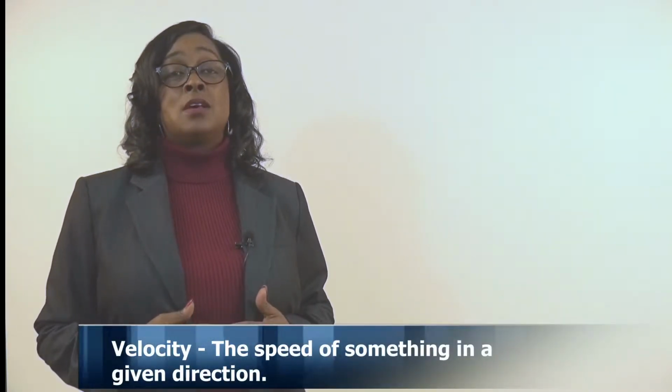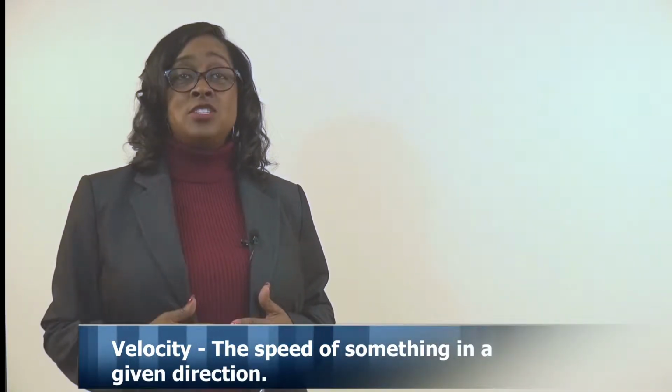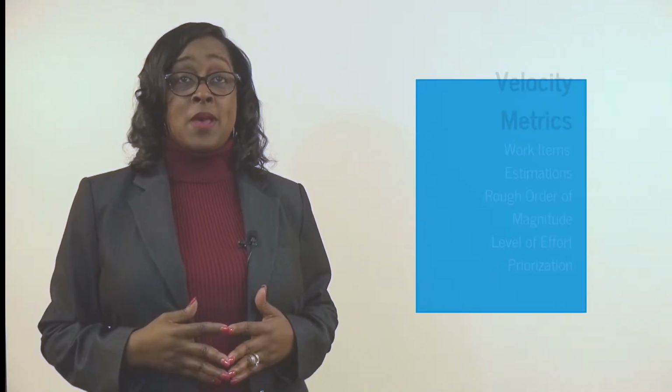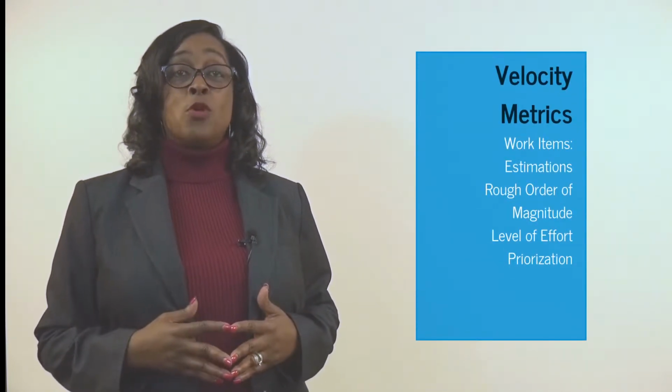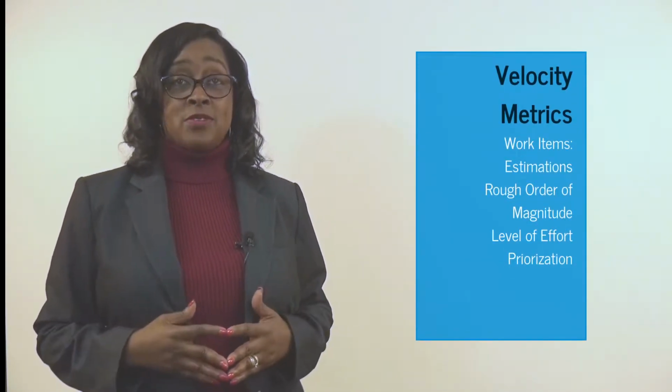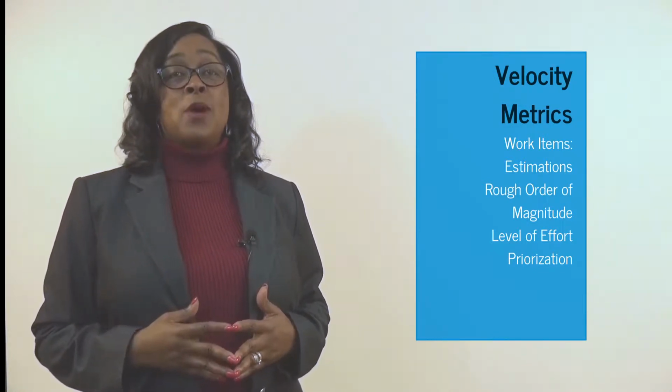So let's do a deep dive into what each one of these artifacts that I just mentioned represent. Again, these are placeholders for potential work that will impact the team or will require team resources. And all of these can impact the velocity. So each type of work item needs to be estimated. We need to know the rough order of magnitude, the level of effort, and they need to be prioritized.